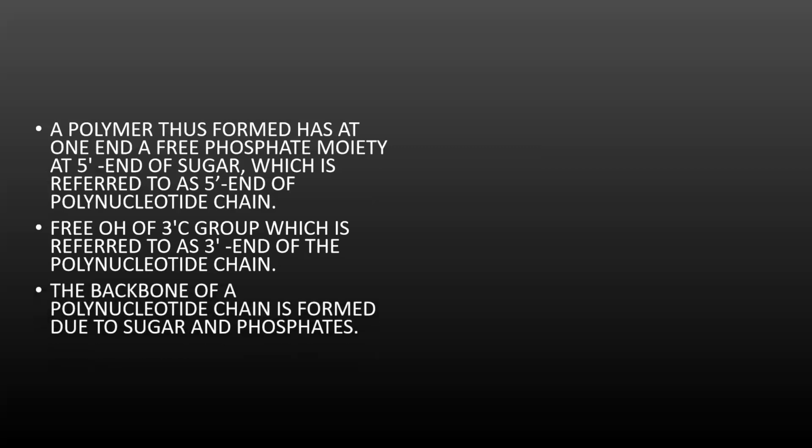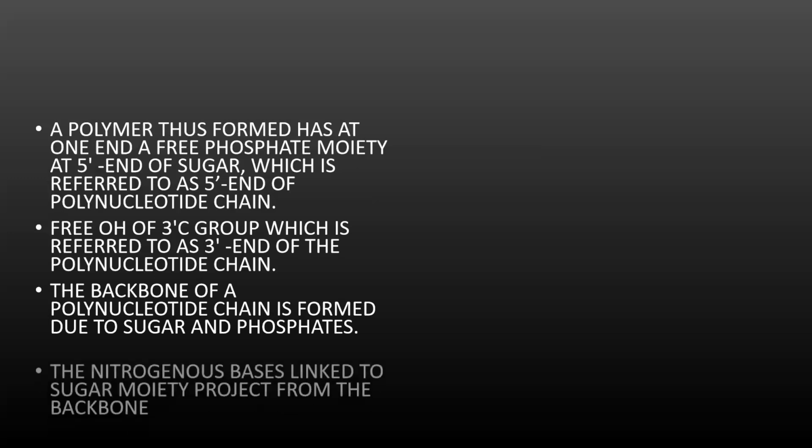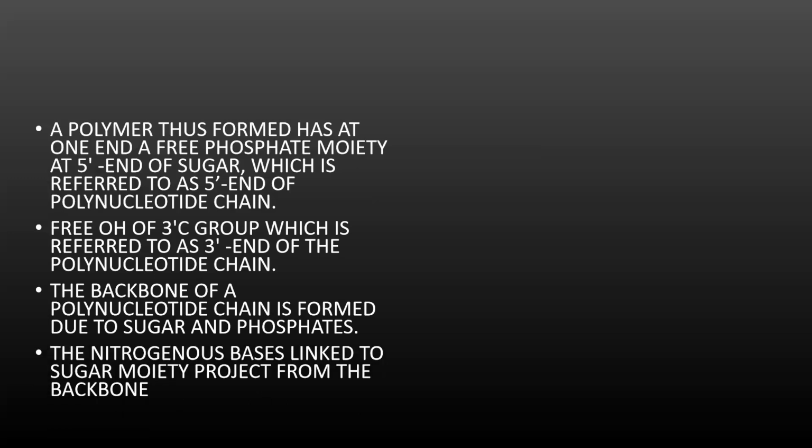The backbone of a polynucleotide chain is formed by the sugar and phosphate. The sugar and phosphate will join to form the backbone. It is just like making a ladder. You take two bamboos; the long bamboos that we use to make a ladder will be the sugar and phosphate. And the steps will be the nitrogenous bases. The nitrogenous base linked to the sugar moiety projects from the backbone. The nitrogenous base is projecting out.